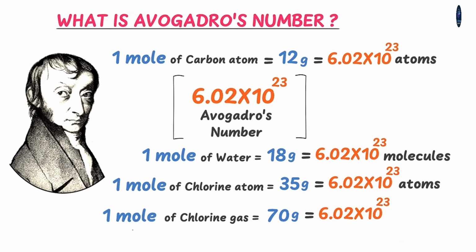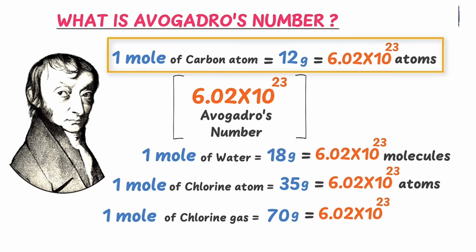To summarize my lecture, we learned that 1 mole of any substance is equal to its molar mass, and it is also equal to Avogadro's number, or 6.02 times 10 to the 23 units present in 1 mole. This was all about mole and Avogadro's number.